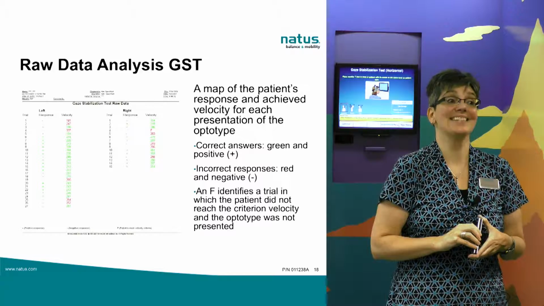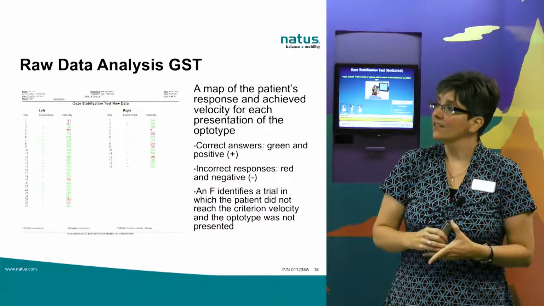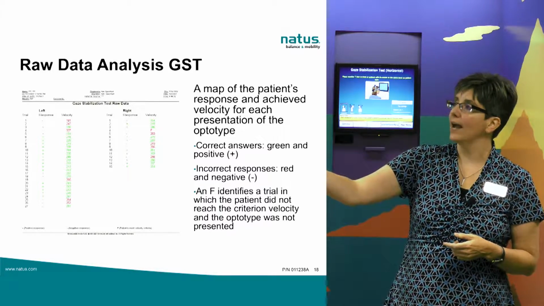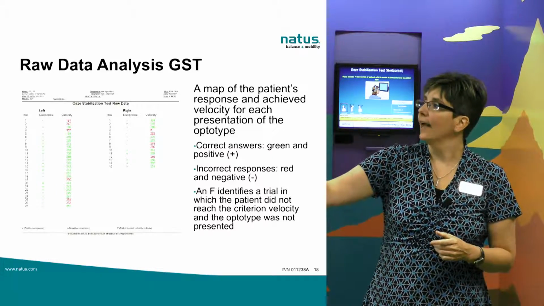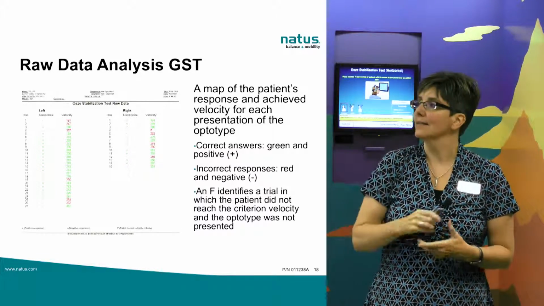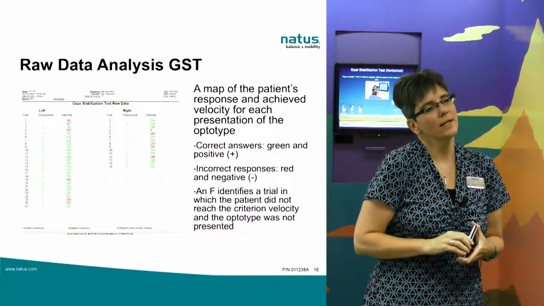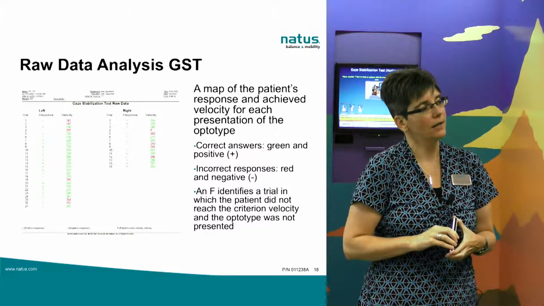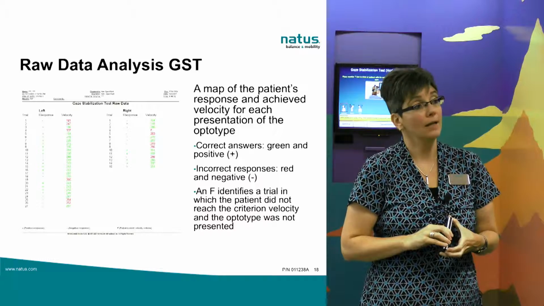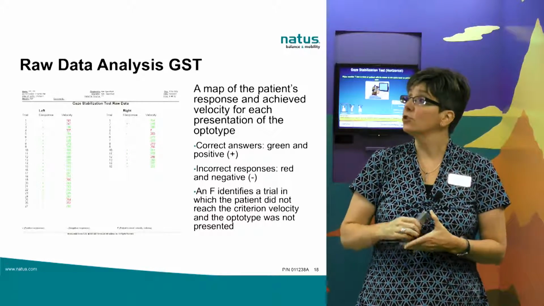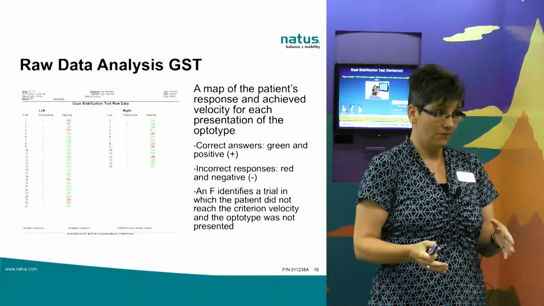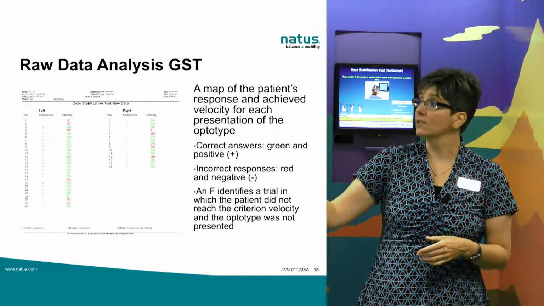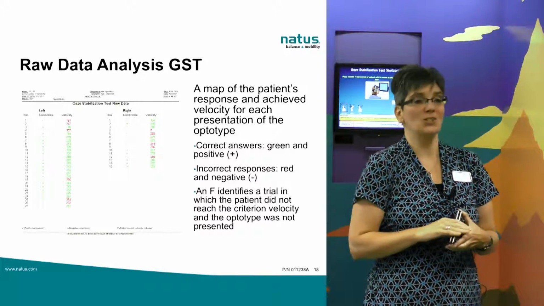High performance, okay? So this first one is red, 181 degrees per second, and there's a red minus here. What does that mean? What happened during that trial, and how did the patient perform? The patient moved too quickly, so that's why this one is red. 181 was too fast. And did the patient get the answer right or wrong? The patient got it wrong.